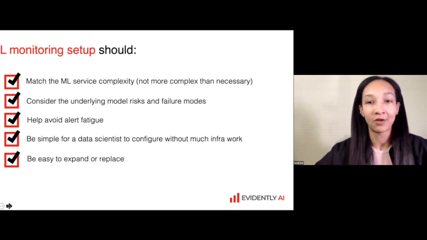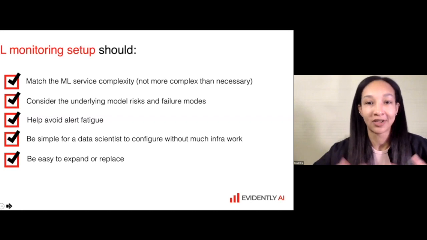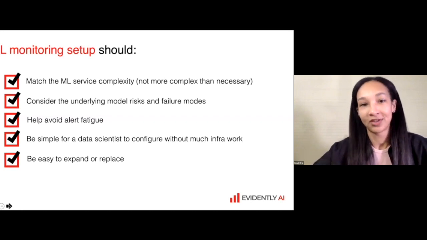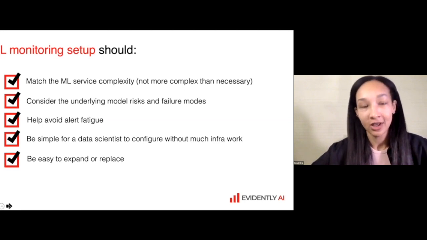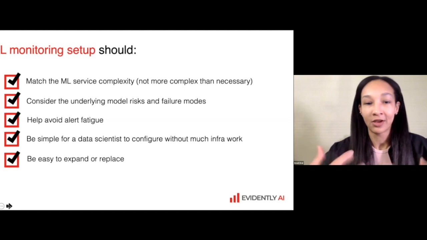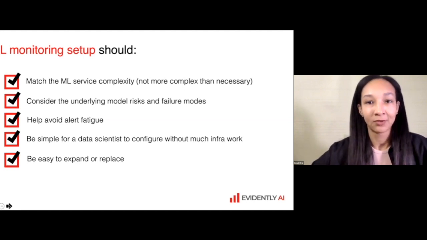I believe there are several things we should take into account while designing such monitoring. So first, monitoring should match the machine learning service complexity. We do not want to set up Grafana monitoring for a shadow deployed model, right? So it shouldn't be more complex than necessary. The monitoring should cover all the known risks, but not overload us with false alerts. It should be simple enough to be set up by a data specialist.